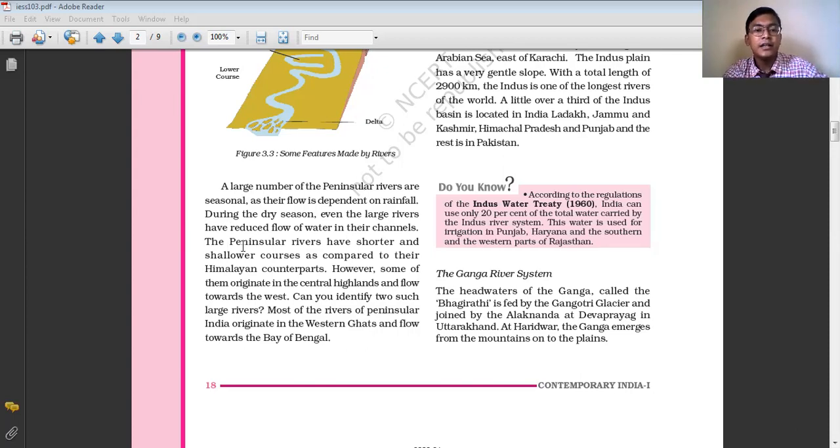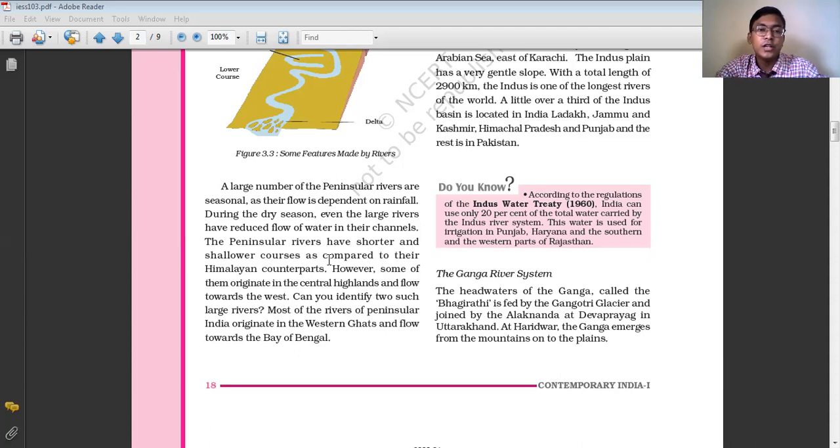As compared to the Himalayan rivers, the peninsular rivers have shorter and shallower courses. The depth of the Himalayan rivers is very high, meaning they have a greater depth. Whereas the peninsular rivers are not so deep, but they are wider, because the Himalayan rivers cause much downward erosion, much erosional activity at the base, but the peninsular rivers cause much erosional activity on the banks.